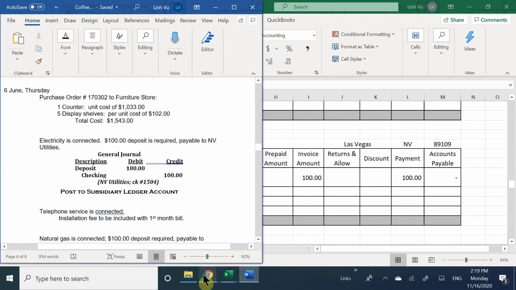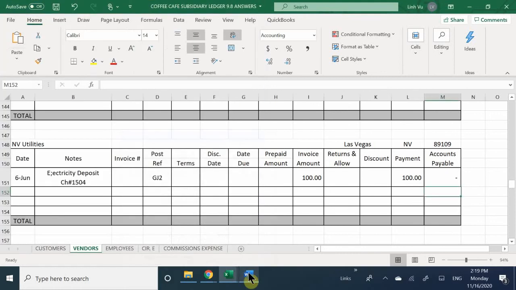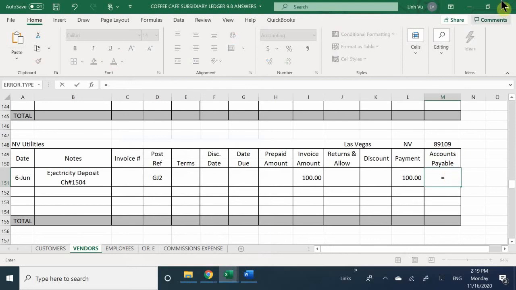Can I do that formula again? Sure. In the equal sign, you're going to start with your invoice amount number. Then it's minus the prepaid, minus returns and allowances, and then minus discount, and then minus the payment, and then enter.